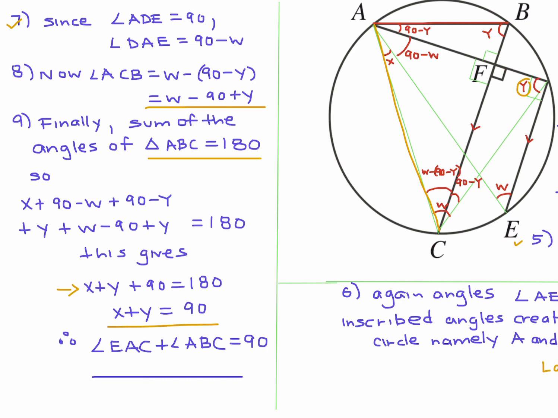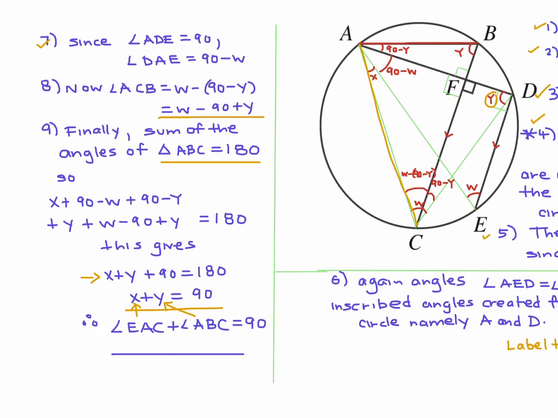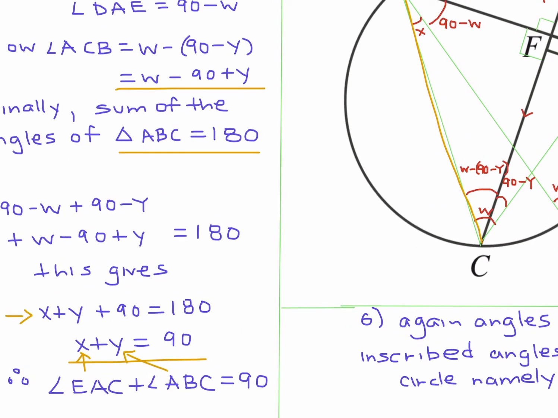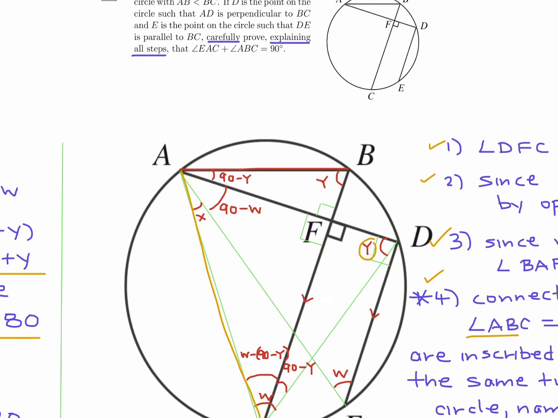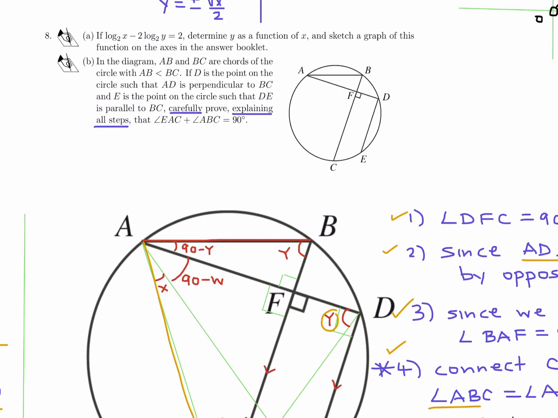And in the very beginning of the question, I had denoted that angle EAC was X and angle ABC was Y, and there you go. I've proven that the sum of those two angles is 90. And like always, in any proof, try to be as complete as possible, try to explain everything as possible, and they even tell you that, right? They emphasize that in the question. If you look back, they tell you, carefully prove, explaining all steps. And I think I've done that. So that completes 8B.